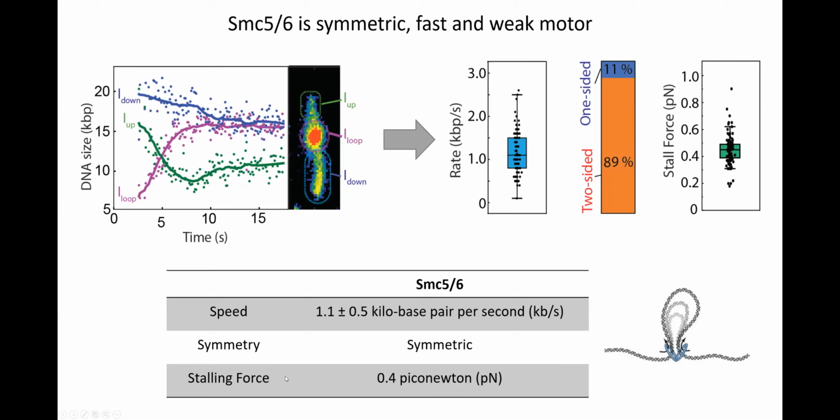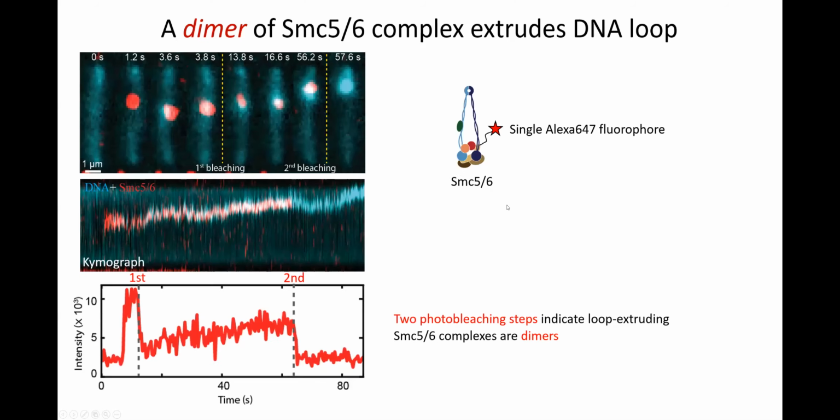In terms of symmetry of the loop extrusion, meaning whether during the growth the loop is consumed from only one side or from both sides, we found that in the case of SMC56, they are a symmetric motor. And the stalling force of SMC56 shows they are a very weak motor, meaning it is a very small force, only 0.4 piconewton, at which they stop working. What we also found in the case of SMC56 is that dimerization of these two complexes is required to initiate the loop extrusion.